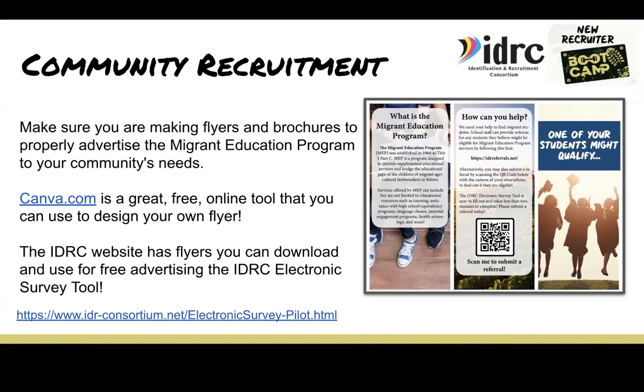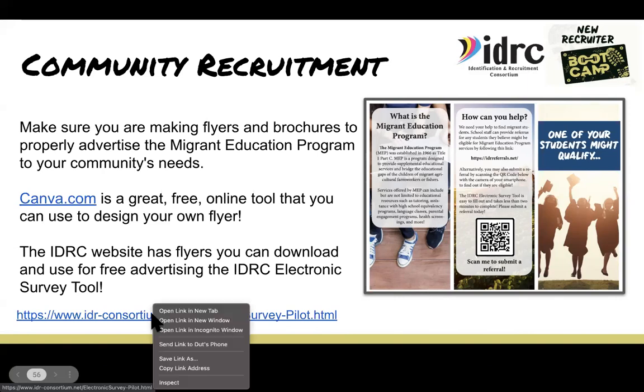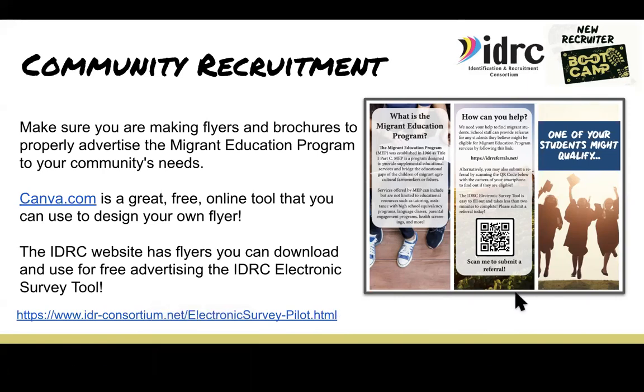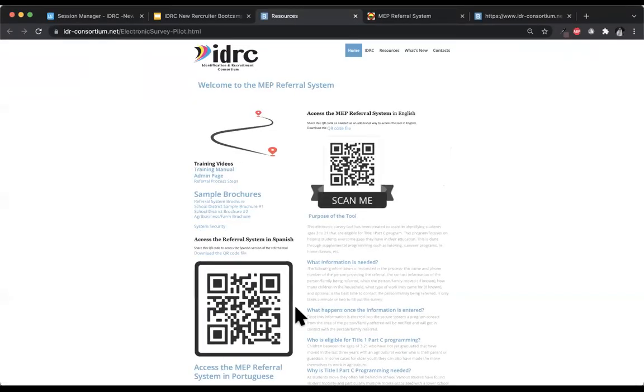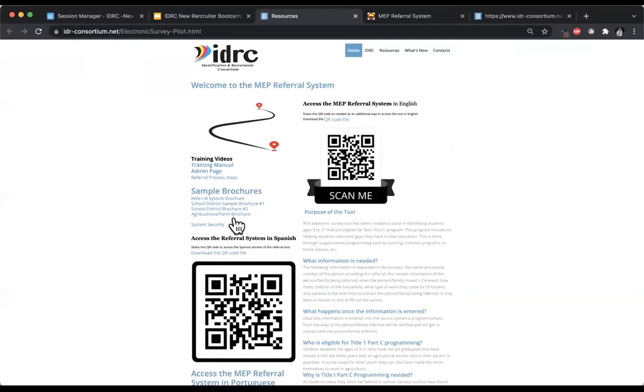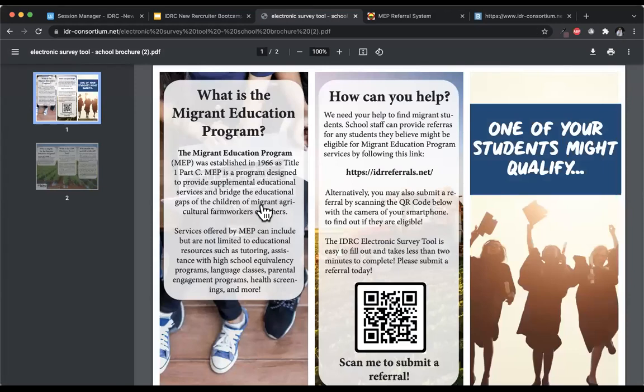of Canva for free. And if you ever want to see some examples of some flyers, the IDRC website has flyers that you can download and use for free, highlighting the electronic survey tool on our electronic survey tool resource page. And so if you go to the electronic survey tool resource page, you're going to see here on the left where it says sample brochures. And so you can go click on the brochure. For example, this is the first example brochure for a school district. And you can download these, print them off, share them out with anybody that may need them.